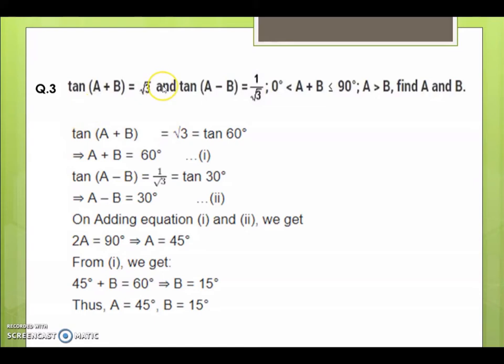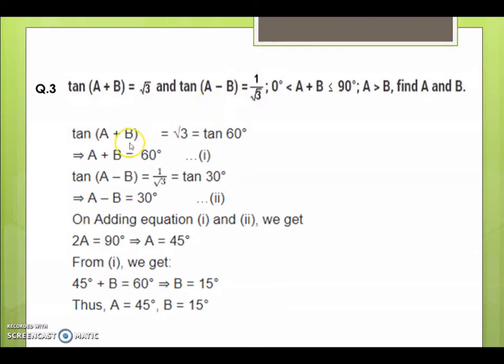Tan of A plus B is given root 3 and tan of A minus B is given 1 by root 3. You have to find the angles A and B. So here it is an application of not only trigonometry but also application of linear equations in two variables, because you have got two angles A and B which you will be finding out.